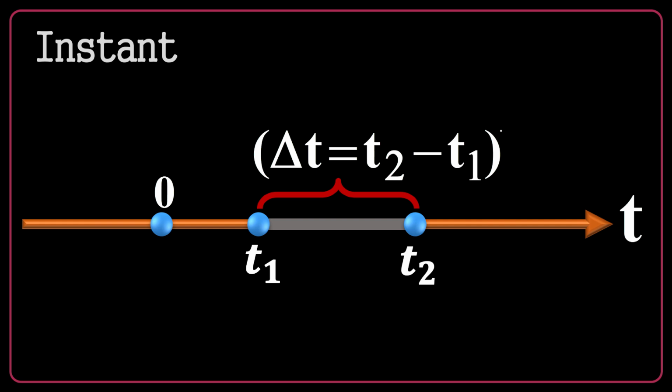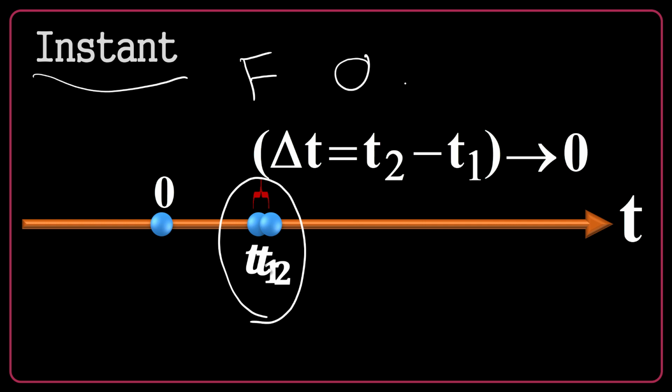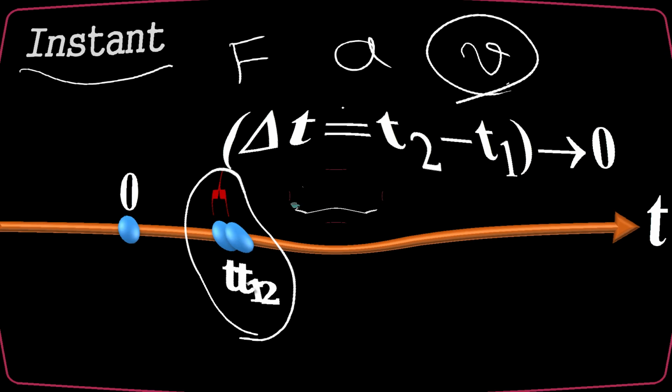What if t2 tends to t1, in which the delta t tends to 0? Very short time interval. In this conceptual case, we can say the delta t is so small that it's considered to be an instant. So the instant is a very short time interval. Whatever you measure in that short time interval is called instantaneous value, like the instantaneous force, instantaneous acceleration, and instantaneous velocity. That's all.